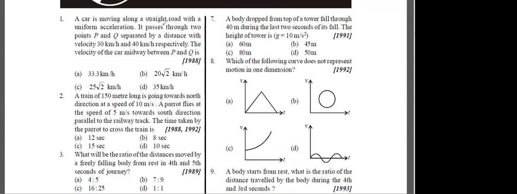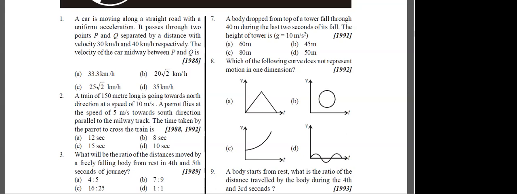So a car is moving along a straight road with uniform acceleration. It passes through two points P and Q. Again, I guess this is super easy. Uniform acceleration is given, speed is given. You have to find the velocity of the car midway between P and Q. I hope this is super easy. You can do that.